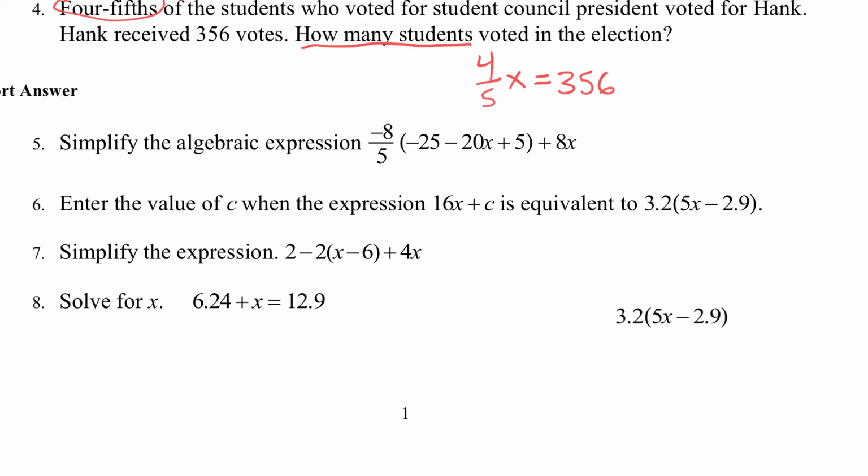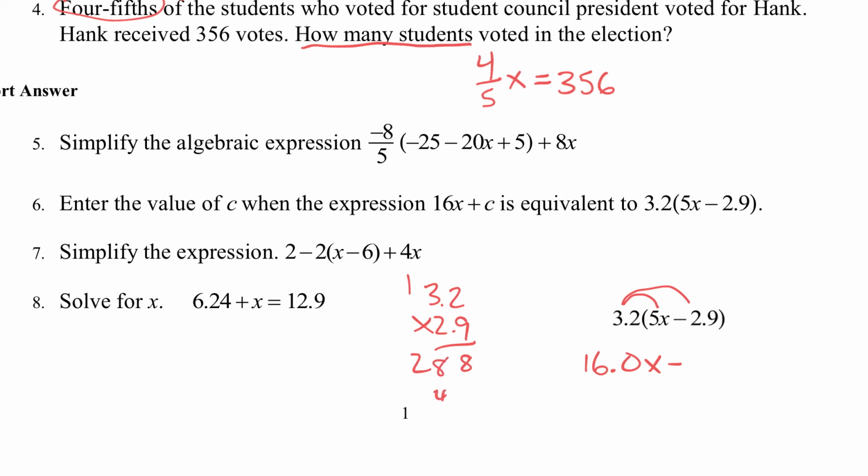And I'll just take it down here. So we need to, sorry about that, we need to distribute. So 3.2 times 5, that's 16.0x. And then I have to do this. That's minus 3.2 times 2.9. I don't know. 3.2 times 2.9. 9.28. Okay, we have what we need here.